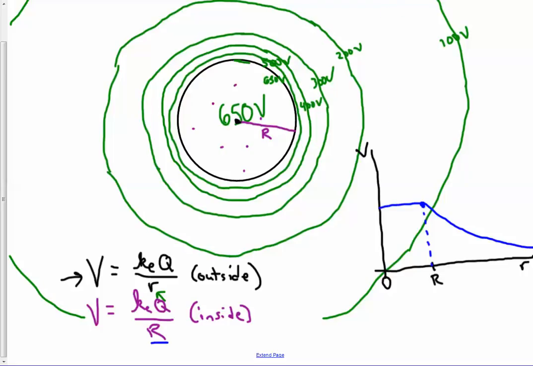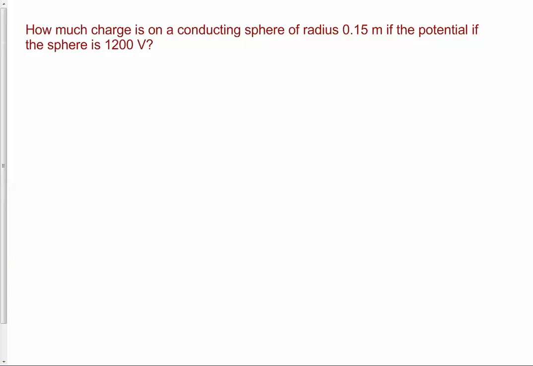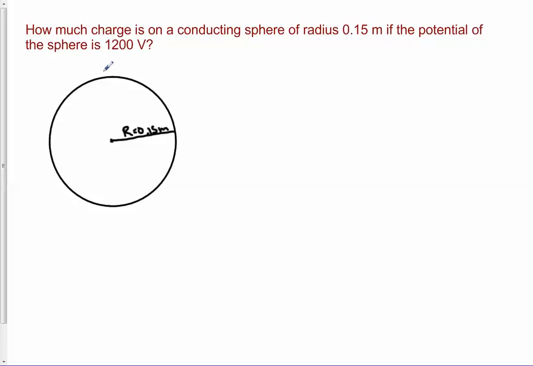Now let's look at an example with actual numbers. Question: how much charge is on a conducting sphere of radius 0.15 meters if the potential of the sphere is 1200 volts? Okay, so here's our sphere. It's got a radius of 15 centimeters, and it is currently at 1200 volts. Like I said, the whole thing is at 1200 volts. It must have this voltage because of some extra charge that is on it. It has been charged somehow. We know it's positive charge because we have a positive potential. But how much?